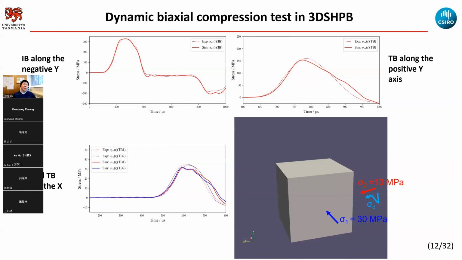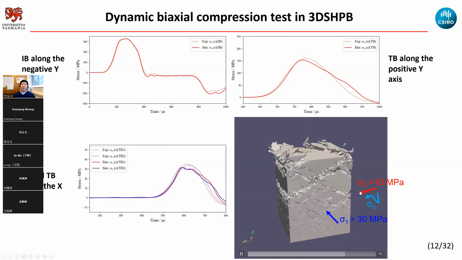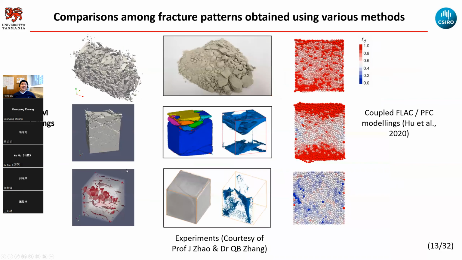We give a confinement of 30 megapascal. We apply this load through a static process. And here, on the left and right hand side, we apply 10 megapascal. Then after that, we give an impact here. Then you will see here in the rock sample, due to the confinement, it causes spalling behavior. We also model the three-dimensional confined case, which is compared with the laboratory experiment and the numerical modeling.